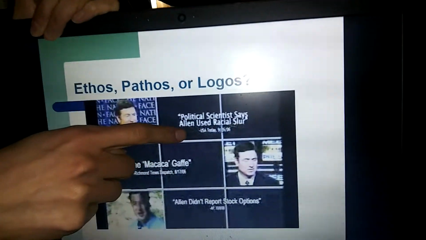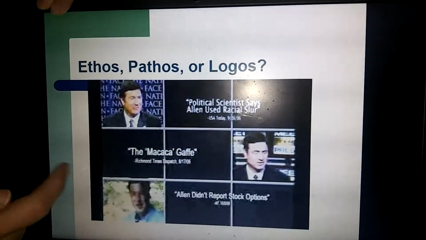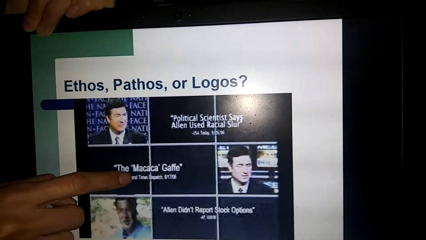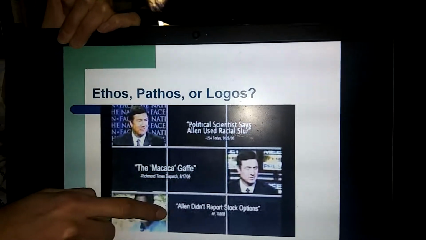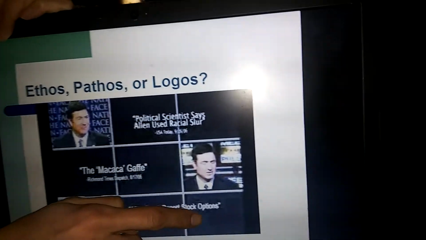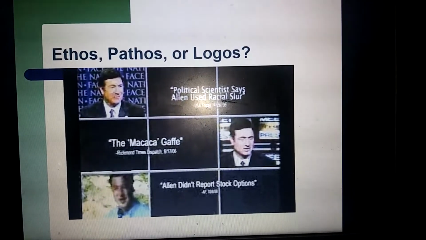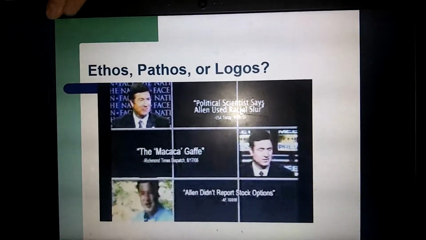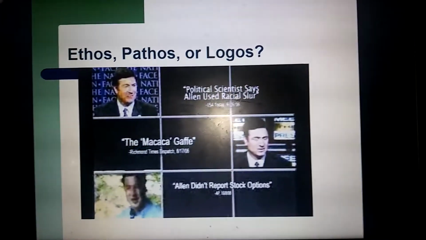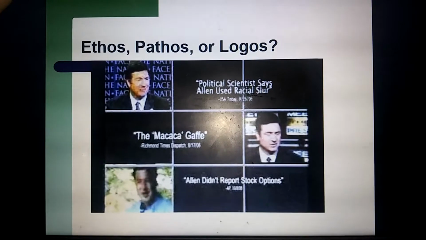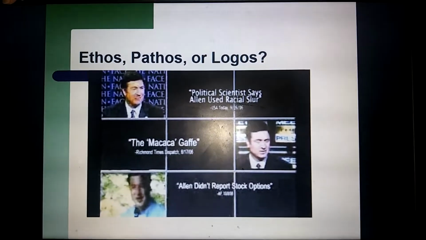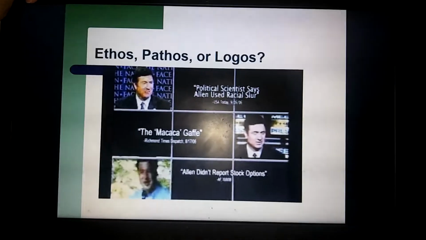Political scientist says Ellen used racial slur. Ellen didn't report stock options. He used a racial slur and he didn't report stock options. So think about that. Which one would that be? Ethos, pathos, or logos? Go ahead and pause the video while you do that.